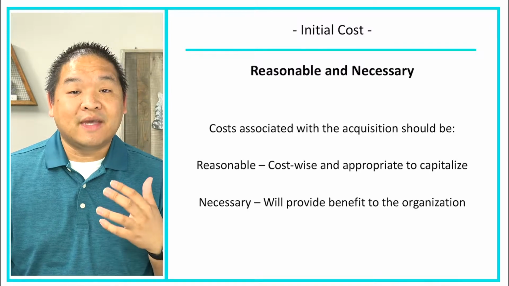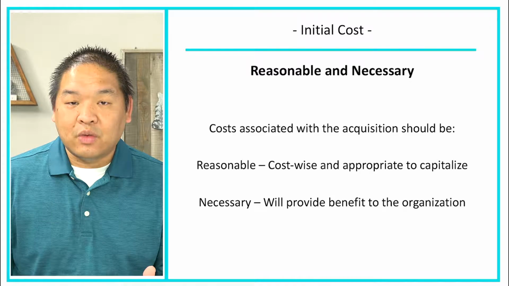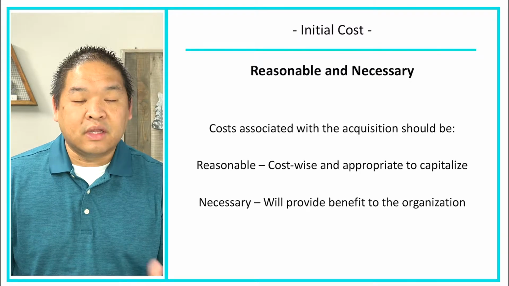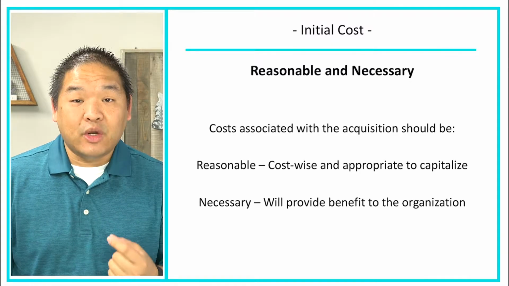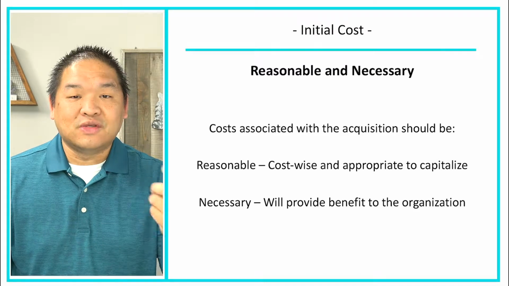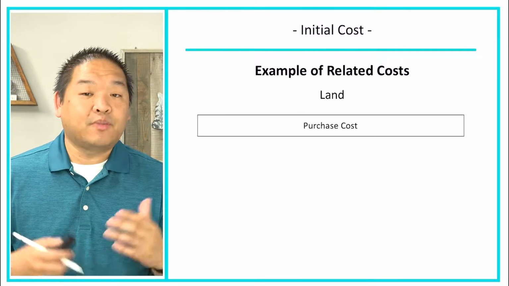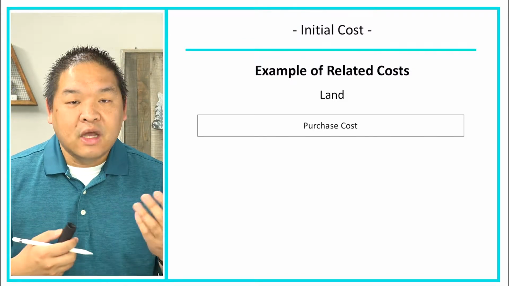So what are some examples of these costs? Let's look at a couple of different types of assets that we might acquire that we would consider long-lived assets, and some of the costs that would go into those assets. So let's first take a look at land. So land obviously would start with maybe purchase costs, right? So what's the cost of that land?